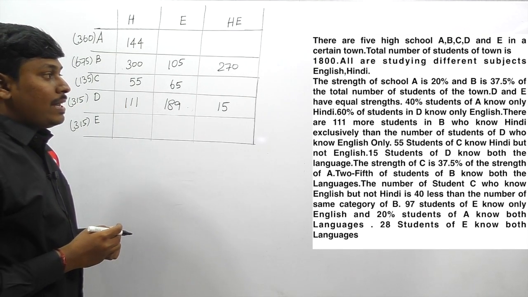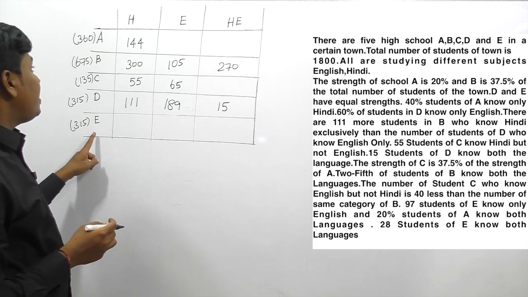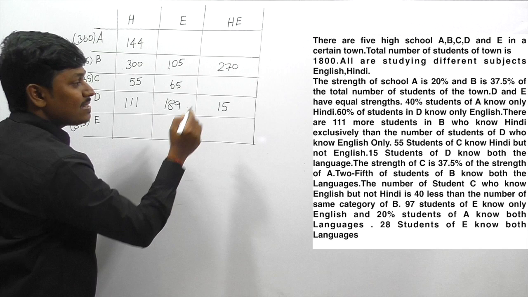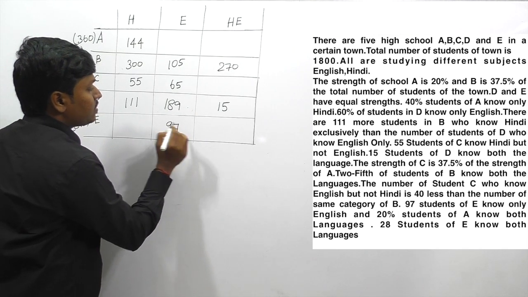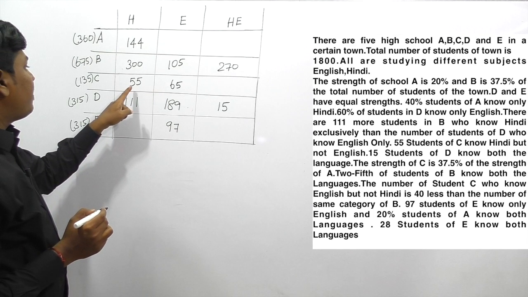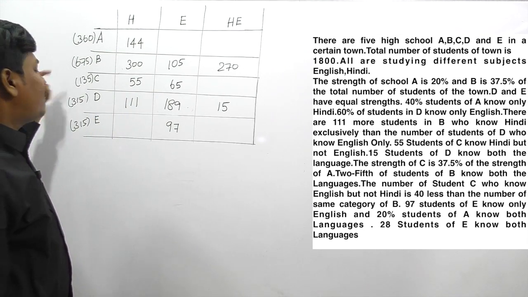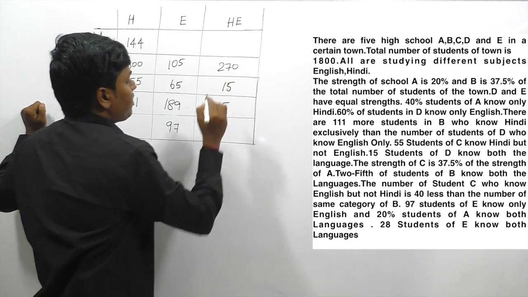Okay friends, next point. 97 students of E know only English. So E only English, that is 97, friends. They have given 97 students directly, right? Okay friends, I think we can easily find what is this value, right? Why? Because 55 plus 65 and minus 120, then 15, right? So remaining will be 15 here.